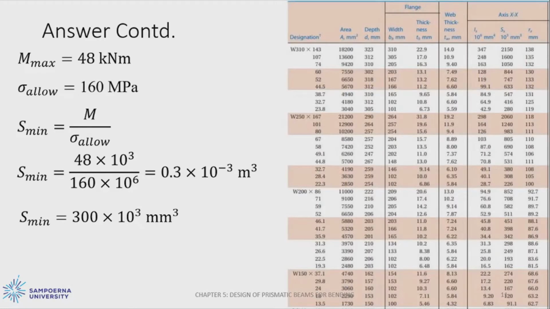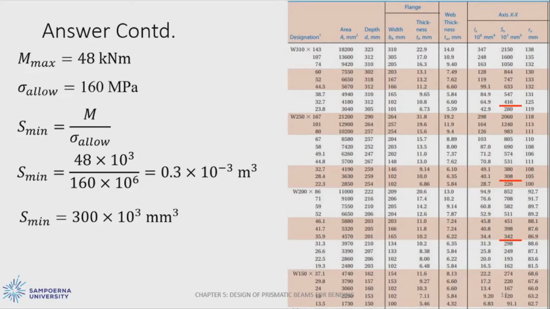From the table in the appendix, in axis XX, we need to find the SX that is more than 300 times 10 cube millimeter cube, but the lightest one. So the SX values that we can use are 416, 308, and the last one is 342 times 10 cube millimeter cube.